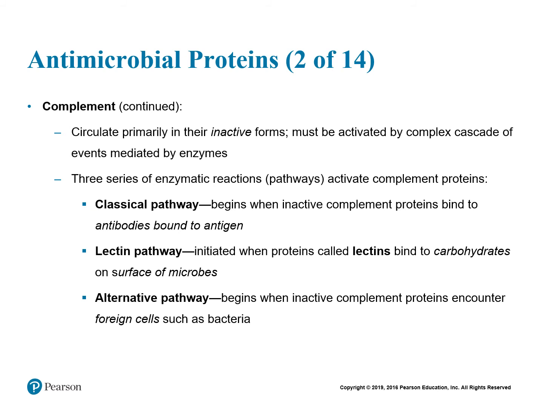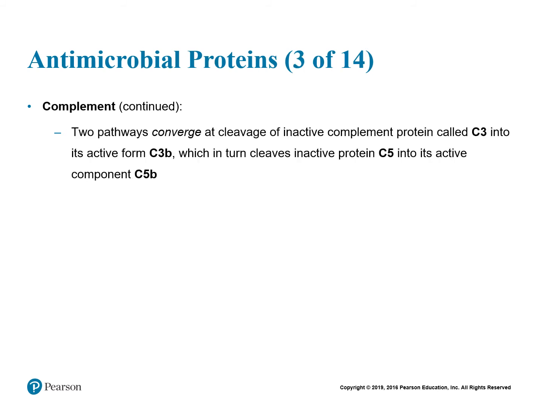You also have the lectin pathway, which involves these little proteins that we call lectins. They bind to carbohydrates on the surface of microbes, like the glycoproteins that are found on every cell. The lectin pathway likes to bind to that, and again, it's really just enhancing what your immune system is doing. Of course, you also have the alternative pathway. Let's say a foreign bacteria cell enters your body, it immediately binds to it so that it gets picked up. Two of these pathways are going to converge, and they're going to activate or cleave the C3 complement.